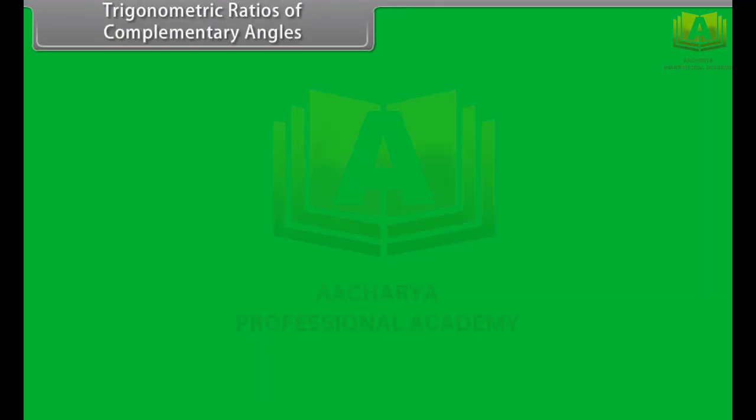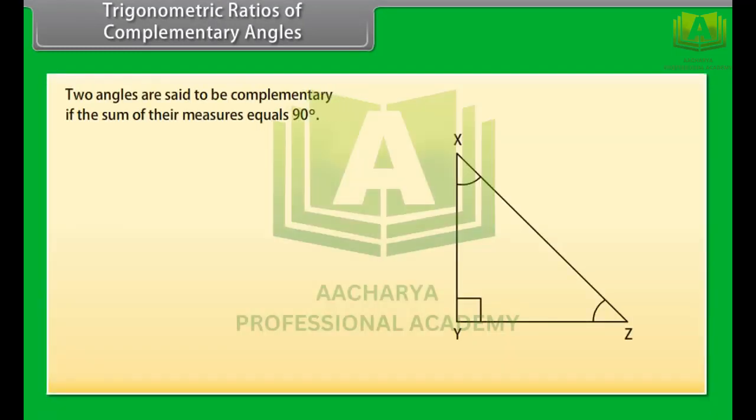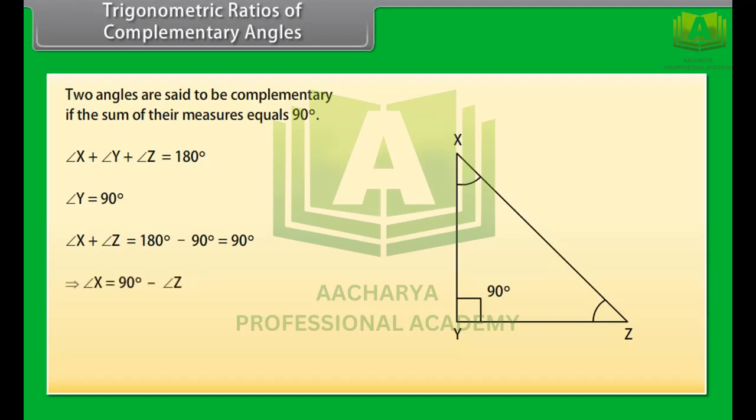Trigonometric ratios of complementary angles. Two angles are said to be complementary if the sum of their measures equals 90 degree. Consider the triangle XYZ, right-angled at Y. Angle X plus angle Y plus angle Z is equal to 180 degree. Angle Y is equal to 90 degree. Angle X plus angle Z is equal to 180 degree minus 90 degree, which equals 90 degree, which implies angle X is equal to 90 degree minus angle Z. Or simply, X is equal to 90 degree minus Z.